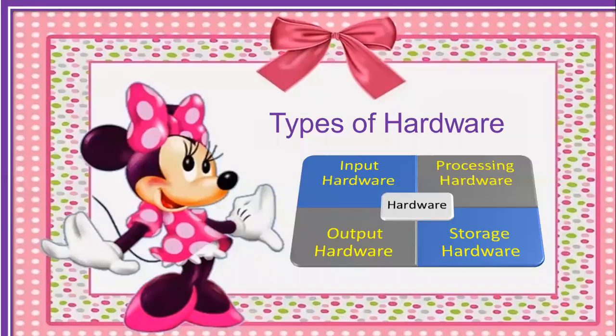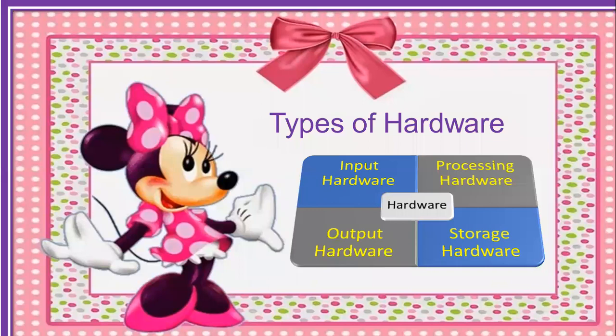Let's check this slide carefully because we're going to discuss the types of hardware. If hardware are those parts of the computer system which can be touched, felt, and seen, what are the different types of computer hardware? They are input hardware, processing hardware, output hardware, and storage hardware. Remember these 4 types of hardware that we discuss in computer science.